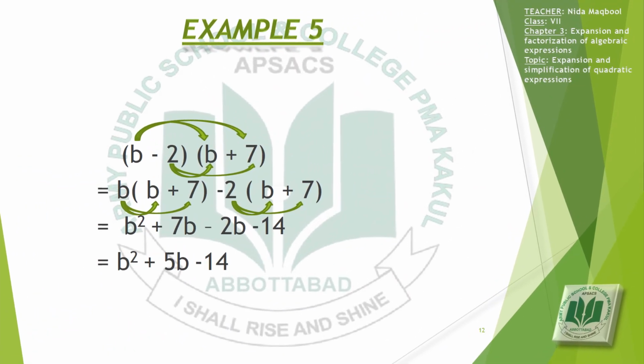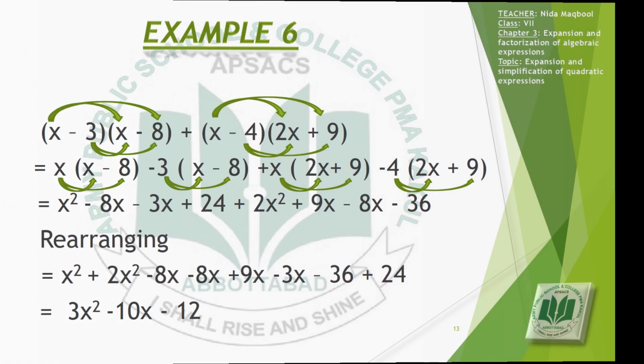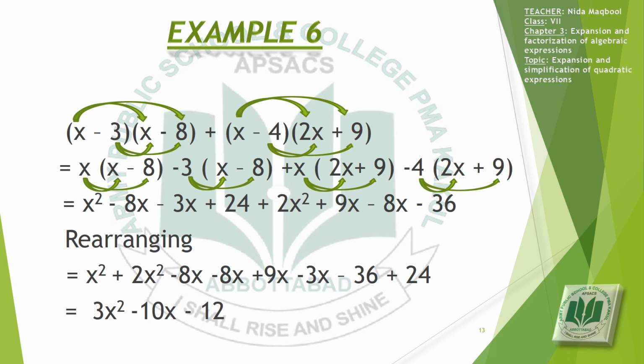Now let's consider an example in which two algebraic expressions are multiplied. This example is a combination of all the concepts that I have previously discussed. And in this example, there are two pairs of brackets. First, the two brackets written on the left side would be multiplied, and then the two brackets written on the right side would be multiplied. Then their product would be added.